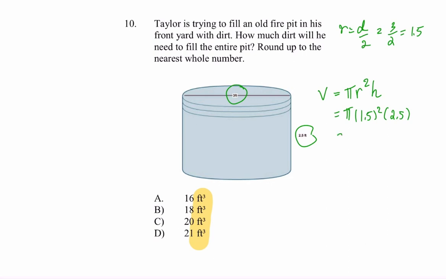So the answer is around 17.67. They ask you to round up to the nearest whole number, so it should be 18, right? So the answer is B.